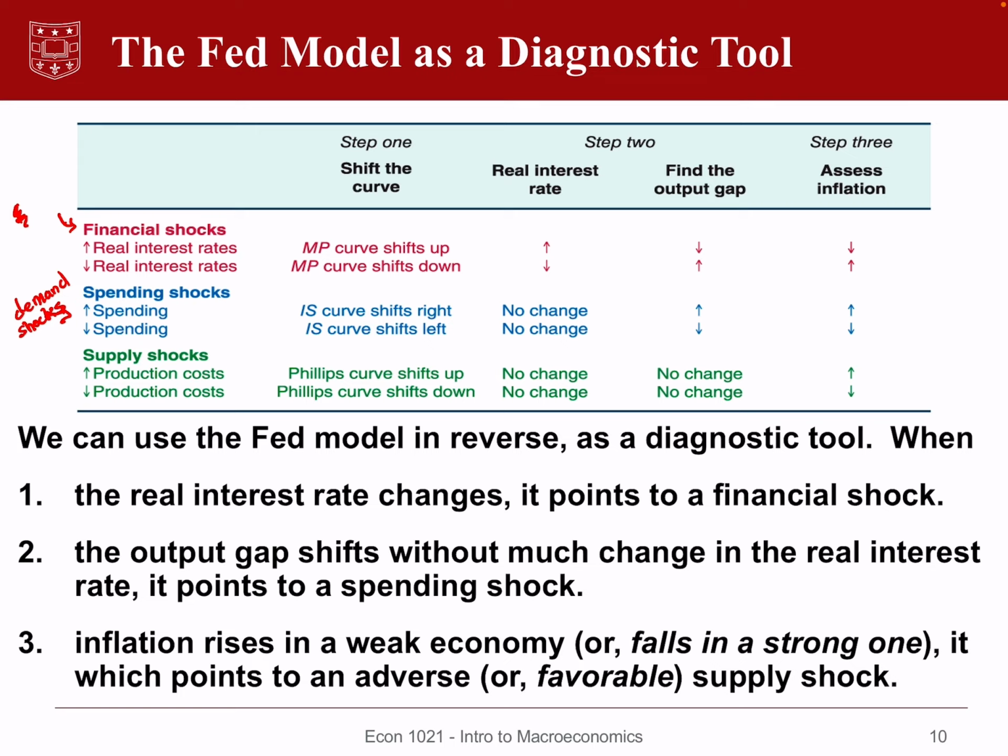Once we understand this relationship in the table, then what we can do is say, well, suppose we're looking out at the real world and we observe that for all intents and purposes, the output gap doesn't change very much and inflation doesn't change very much. Then in that particular case, we can be pretty confident that what's happening is a financial shock, either a deliberate change in monetary policy or some change in the risk premium or uncertainty in financial markets.